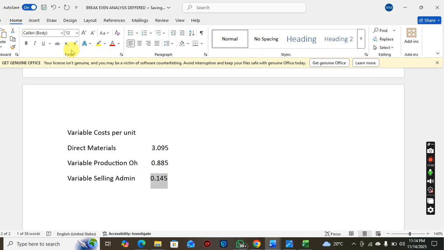So 3.05 plus 0.885 plus 0.145, what do we get? In my calculator also. Kwacha per unit.